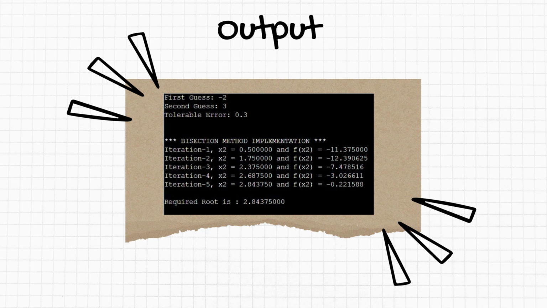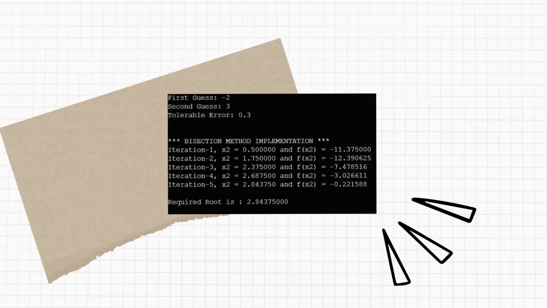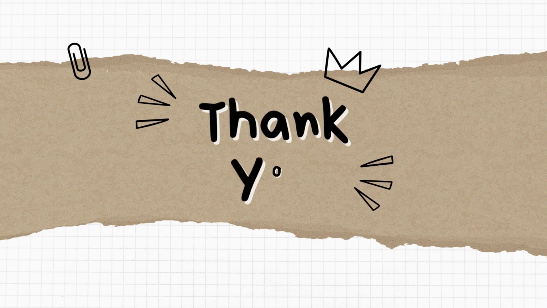The process effectively demonstrated the bisection method's ability to converge towards a solution within the specified tolerance. Users can experiment with different guesses and tolerances to observe how these choices impact the algorithm's behavior and the accuracy of the result. That wraps up our exploration into the bisection method using Python.